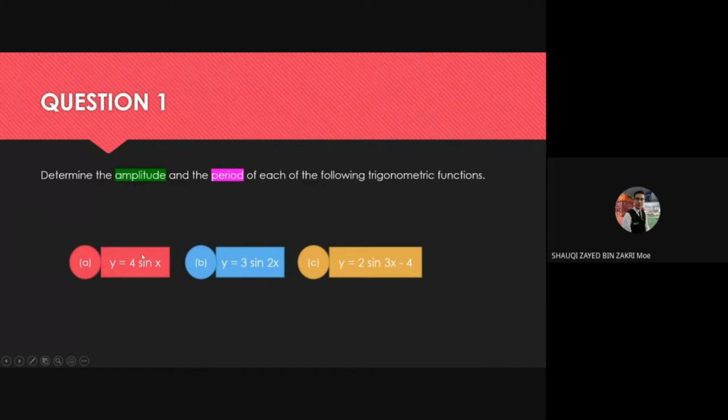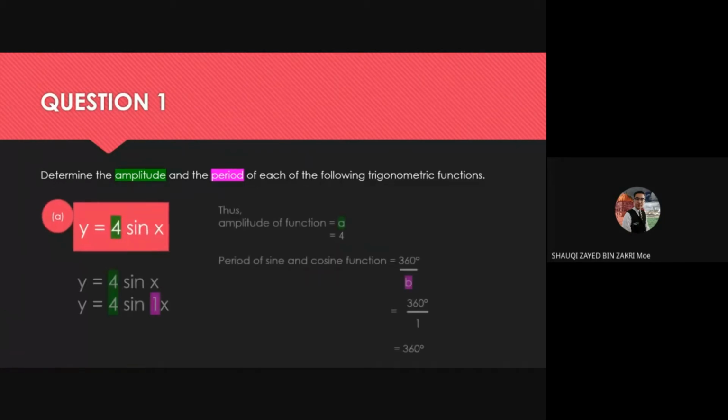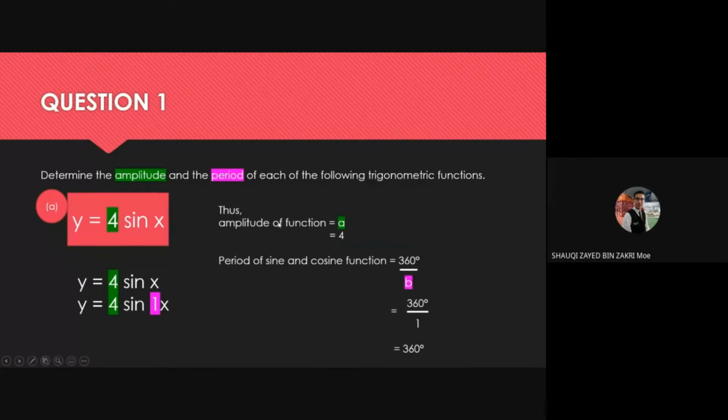So today I will be presenting A, B, and C, and we have to find the amplitude and the period of each of the functions. All right. So for question A, they ask us to determine the amplitude and the period for the function y equals 4 sine x. I've highlighted the amplitude in green as A. There is a number in front of x here which is 1, so it's actually y equals 4 sine 1x, but we don't write this one.